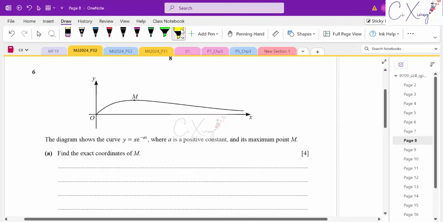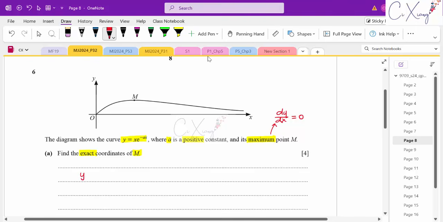Okay, so question number 6. We are given a diagram with this equation of the curve. A is a positive constant, so we want to find the maximum point M, the exact coordinates of M. So M is the maximum point, right? Therefore, you have to apply differentiation. When you see maximum point, to get the coordinate, you have to let dy/dx equal to 0.